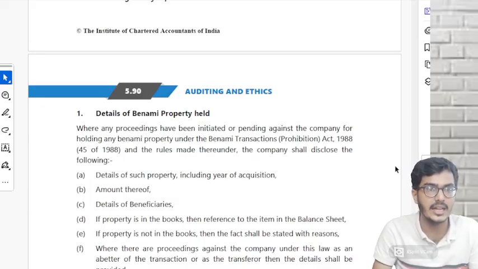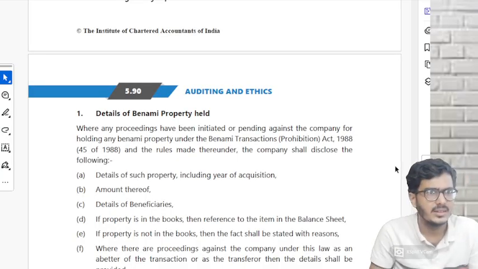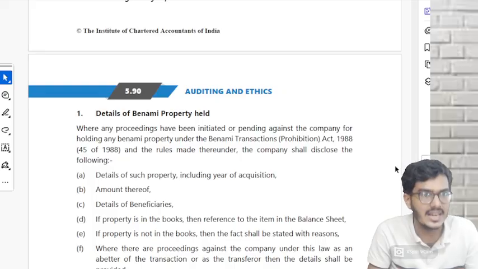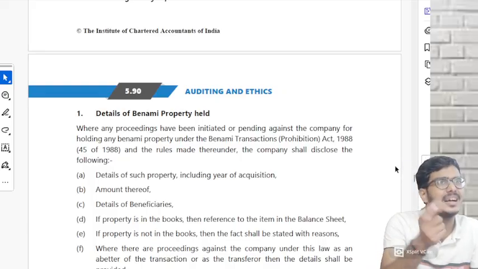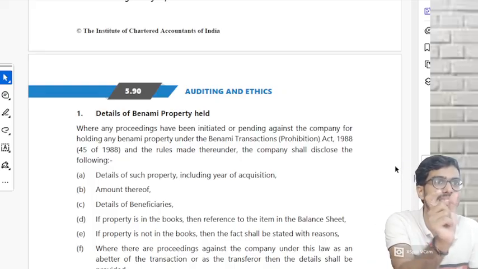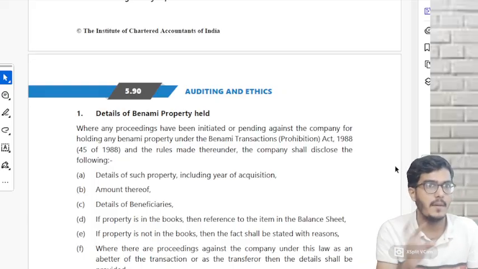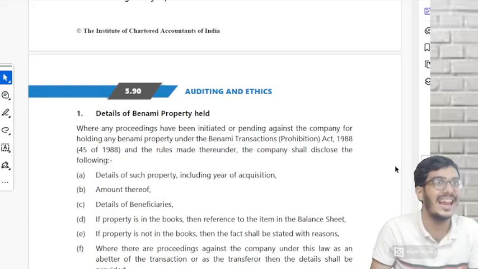There is one question. Details of Benami property. They'll ask a direct question regarding Benami, if a company was holding a Benami property. You know what is Benami property? Illegal properties. It's a Hindi word in English usage. Benami: nami means name, be means without. Property being held without any name. Black money, if they hold it.